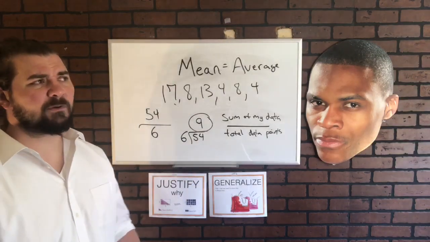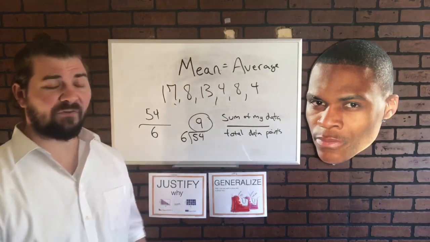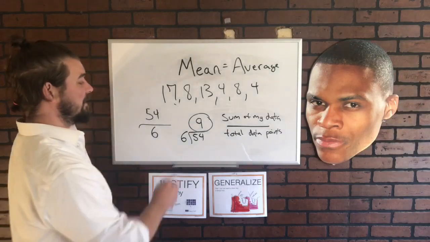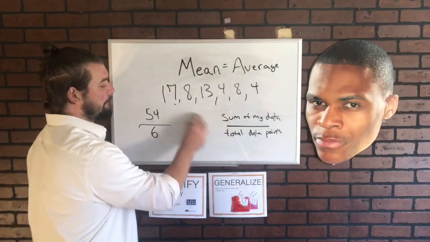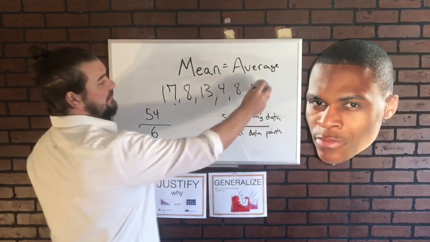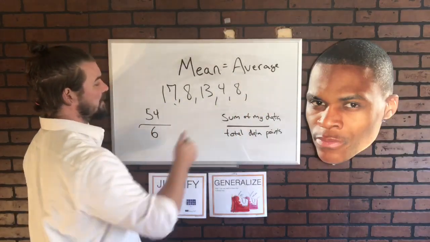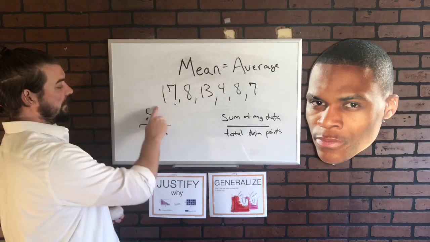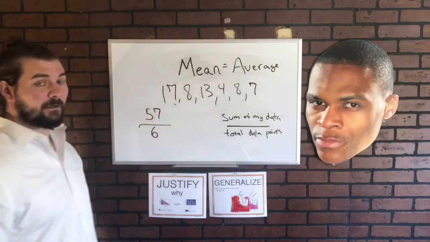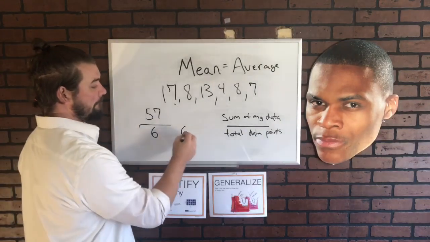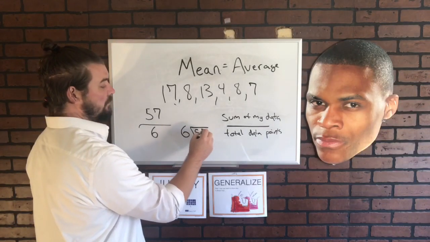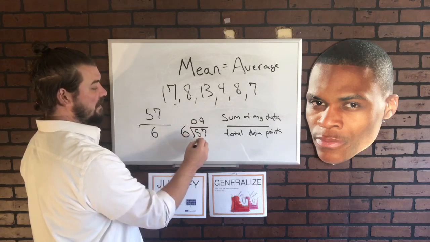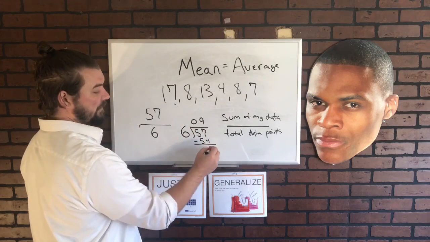What if my numbers don't come out perfect though? What do I do if I have a fraction or a decimal? Well, you still follow your principles of mathematics, which is easy to do. And let's say on that last game, instead of 4 points, I scored 7 points. That would change my total here to 57, and I still have 6 games. 6 can go into 57 9 times. 9 times 6 is 54. I have 3 left over.